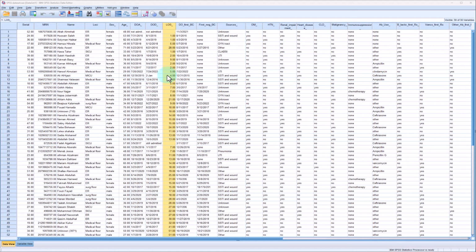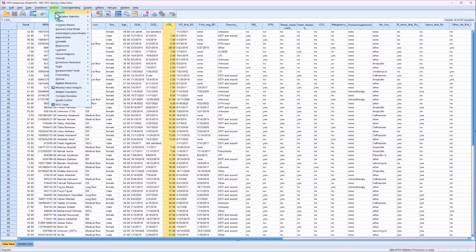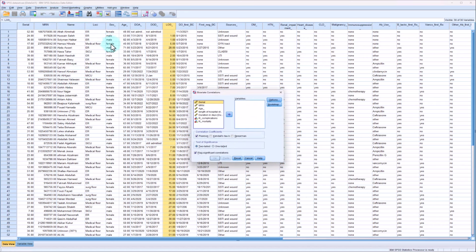Now I would check if there is any correlation between the age of the patients, their length of hospital stay and duration of antibiotic therapy. So under Analyze, I would go to Correlate, then Bivariate. Here I would take these three variables, age, length of stay and duration in days of antibiotic therapy, to this box, and here I would choose Spearman correlation. We cannot do Pearson correlation because Pearson is a parametric correlation test, and the test of significance would be two-tailed. Under Options, I would do nothing and then click on OK.